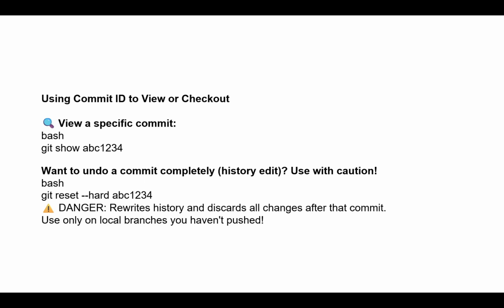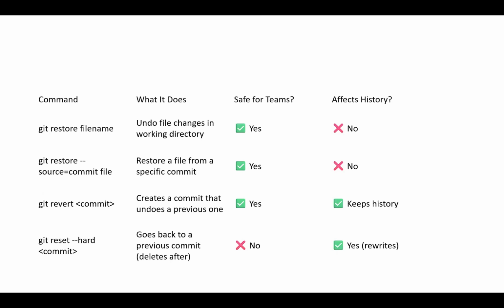You can also use git show to see the commit ID. As I mentioned, git reset with a hard reset will rewrite the history and discard all the changes. You can remember this in short: what do restore, revert, and reset do? Depending upon your use case, whether you're working in a team or have previous commits, we can work on it accordingly.